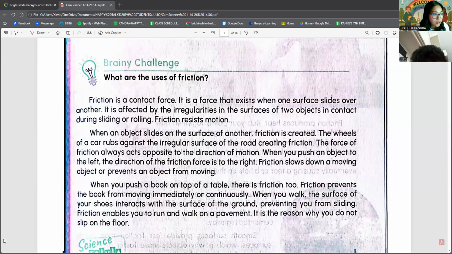Okay, hold on. Okay, friction resists motion. Contact force.